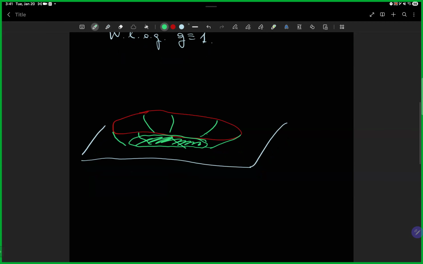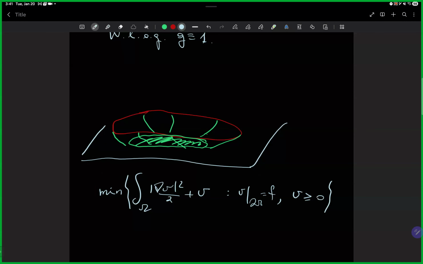So I'm still minimizing the same energy as before, the integral over omega of |grad v|^2 over 2 plus v, with boundary condition v on the boundary equal to f. But now we have an extra constraint that v is non-negative. So the function v is not allowed to go below the plane R^n, which corresponds to the last variable equal to 0. So this is R^n, this is my R, and R^n corresponds to x_{n+1} equals 0. And so my function v cannot go below, so it has to be non-negative.